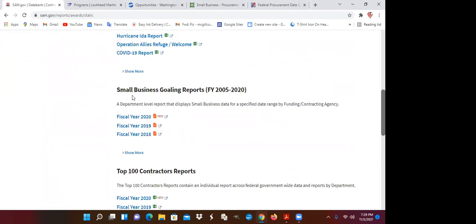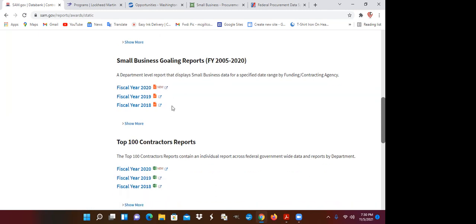Here they give you a report on small business golden reports, and this is where you can actually go and find out where the money has went to. We went over this once before last month, but you can actually go there. You can actually go and see if the SBA has been meeting their goal for its funding in each agency, who was funding and who they funded the money to.